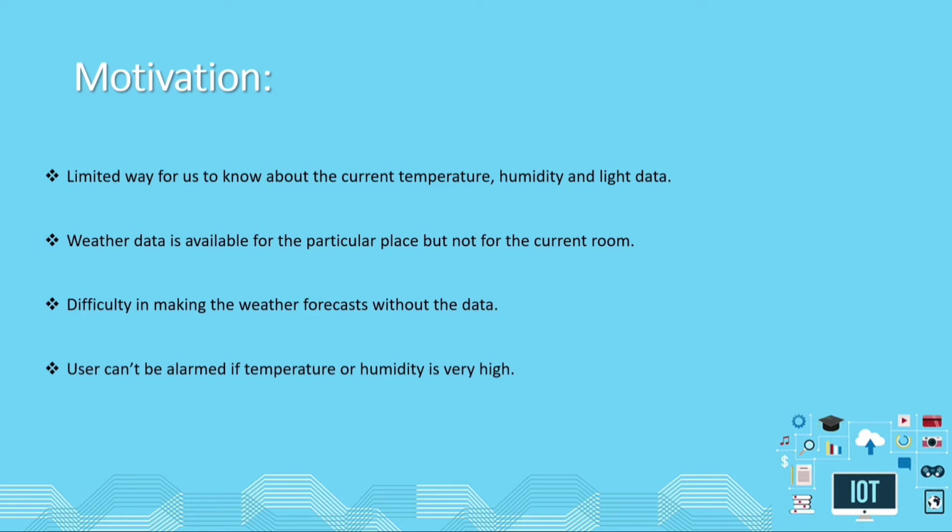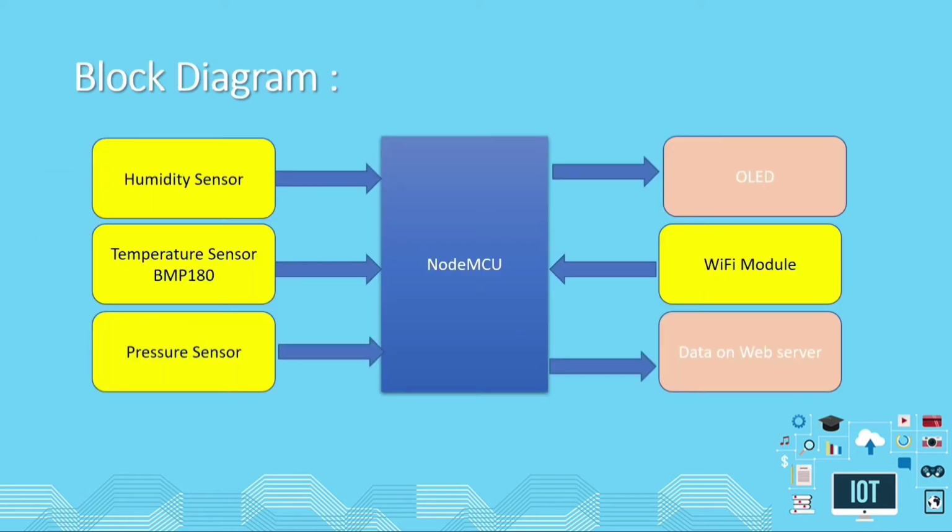So that was the main motivation, that we can get the data of temperature and humidity, so that the user can be alarmed if the temperature is very high or the humidity is very high. Also, there is a difficulty in making the weather forecast without the data. So we can store the data and use it as a data logger, and we can use machine learning for it. That was the main motivation for the project.